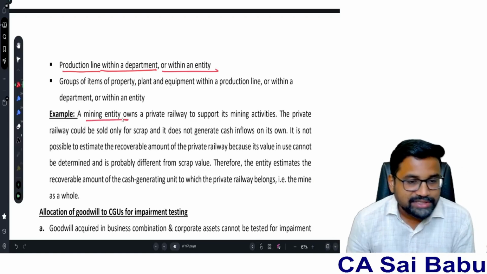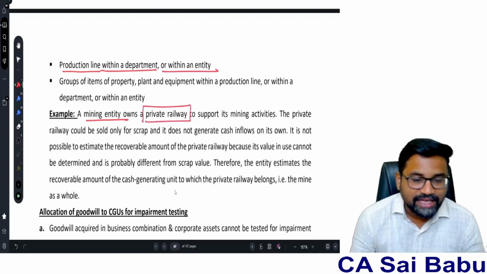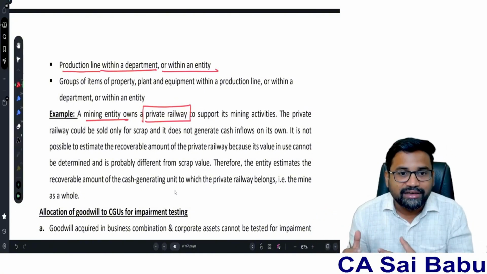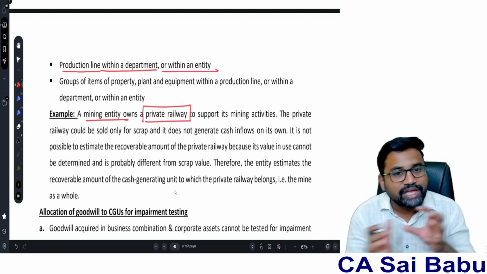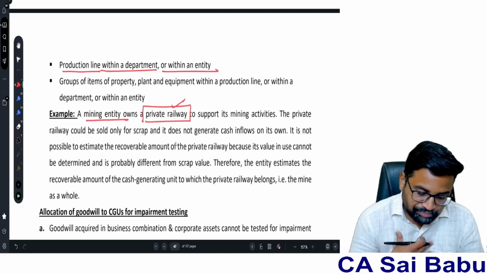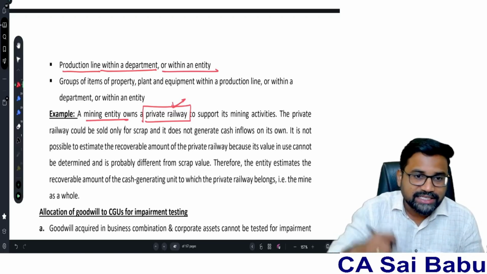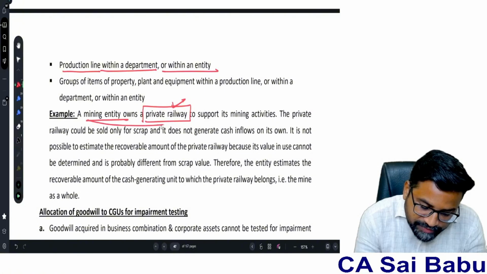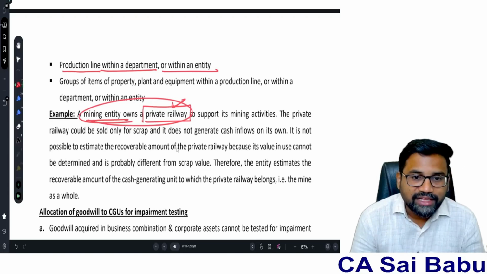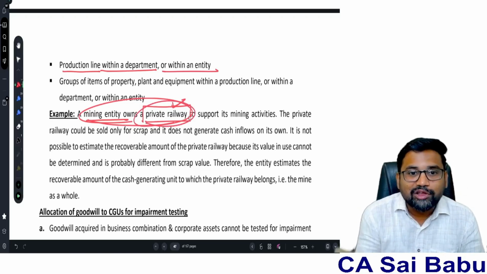So there is a mining operation going on, sir. They have laid one private railway track to transport the mine, whatever is excavated, from the mining site to their factory. Now you tell me, this private railway is their asset, right? Now it alone cannot generate cash flows, this private railway track, but it is part of the entire operation. So therefore what they are saying is the entire mine can be treated as one CGU. In that CGU, this private railway asset will also be a part.